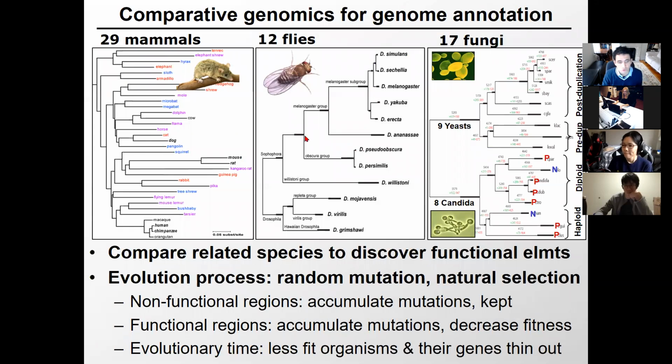So comparative genomics is extremely powerful. We can use it to compare related species in order to discover functional elements. And the concept is that ever since Darwin, we have understood that the evolutionary process consists of 2 components. On one hand, random mutation. On the other hand, natural selection. And the random mutation is basically exploring space by randomly mutating elements, which is not trying to do so. It's just making mistakes as it's copying DNA.